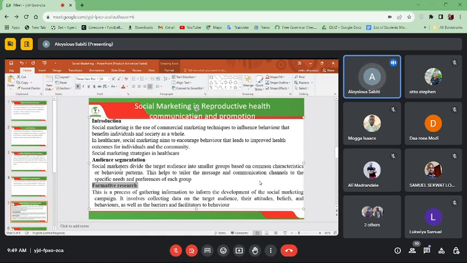So if you're able to understand these kinds of attitudes and beliefs, then you can develop a very strategic social marketing strategy, but also a health-promoting message for your community.